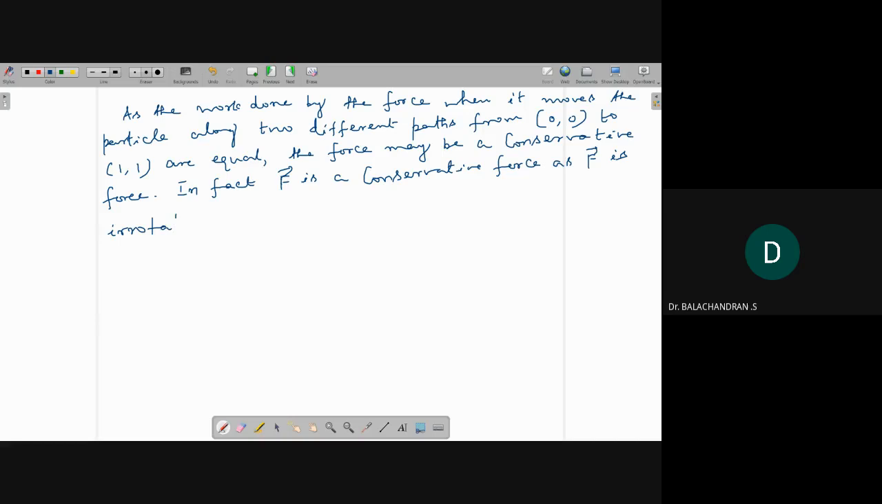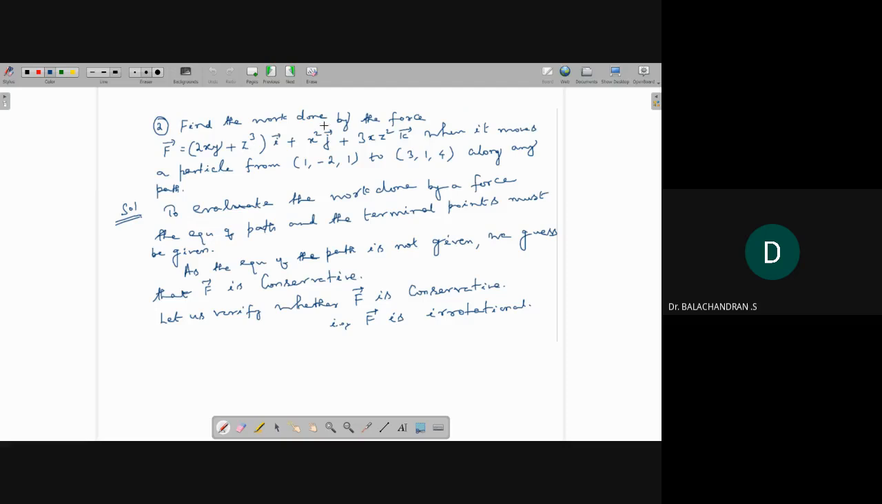Okay. So second column: find the work done by the force F vector equal to 2xy plus z cube into i vector plus x square into j vector plus 3x z square into k vector when it moves a particle from the point 1, -2, 1 to 3, 1, 4 along any path.